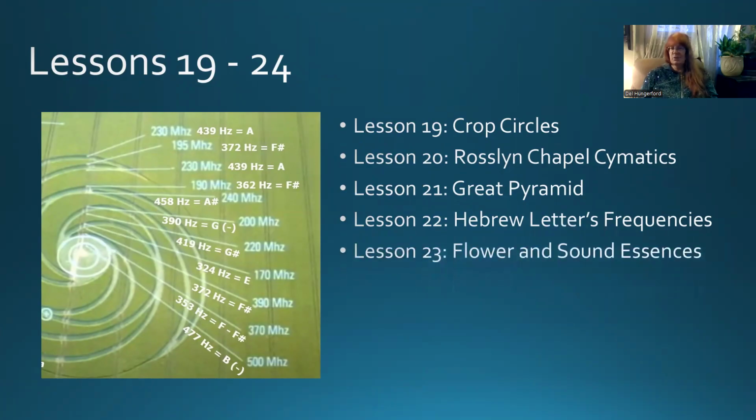Then we learn in lesson 23 about flower and sound essences. And it's through intention as well as flowers. We all know that plants have healing properties. Well, if you're using the petals and things of the flowers themselves, you can infuse that into sound essences. And remember that water carries memory. Lesson 24 is all about sacred geometry.